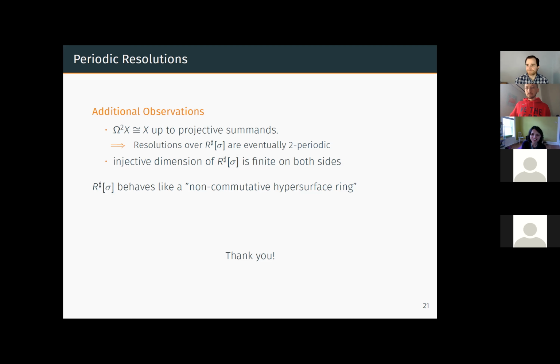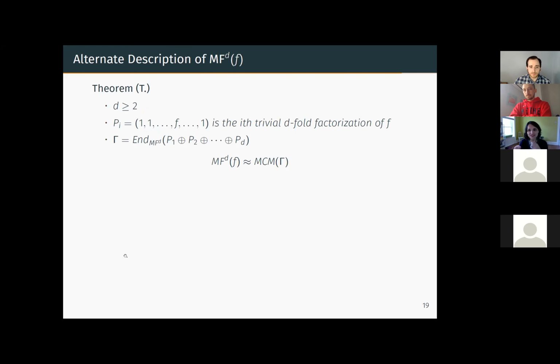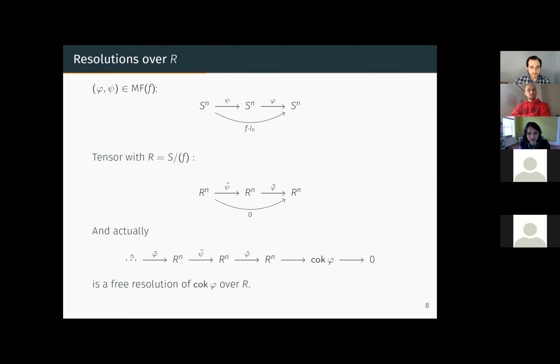I have one. I'm new to matrix factorizations and I'm trying to understand how they're used. I'm used to taking free resolutions of finitely generated modules. That's the world I live in. So when I have a matrix factorization, what kind of modules do I have, and does it say anything about a free resolution of something? That was the 2-periodicity result. I can't remember the statement of that one. Let me go back to this one.